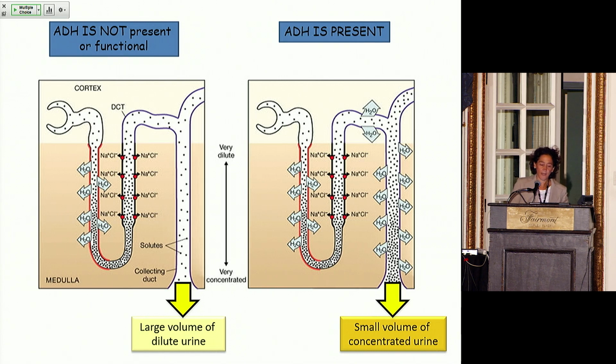So you know that when ADH is not present or not functional, you make a large volume of dilute urine. And when ADH is present, a small volume of concentrated urine.